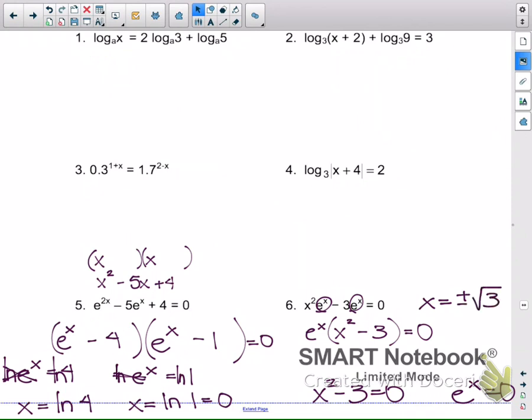Question, do I have to check negative answers on this problem? No, because it doesn't have what in it? A log. How do I solve this one? How do I get rid of the base e? ln. Can I take the ln of 0? No. So what does this give me? Nothing. Now, I don't write no solution because I already had 2 solutions, right? But that one doesn't give me a solution, and that's okay.